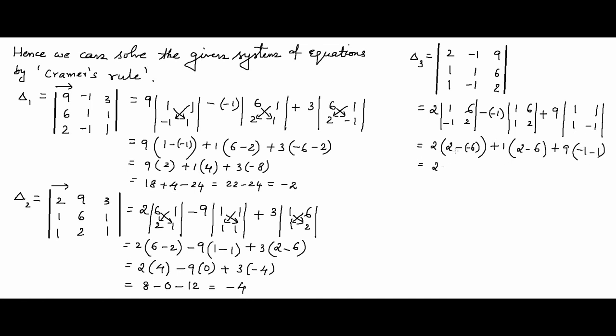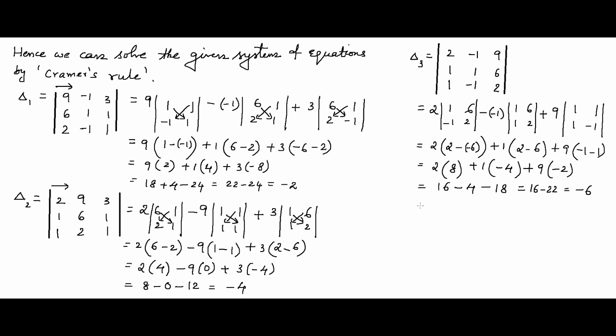So 2 into 2 minus of minus 6 is 2 plus 6, that is 8. 2 minus 6 is minus 4. 9 into minus 1 is minus 9. So 2 into 8 is 16. 1 into minus 4 is minus 4. 9 into 2 is 18. So 16 minus 22 is equal to minus 6.